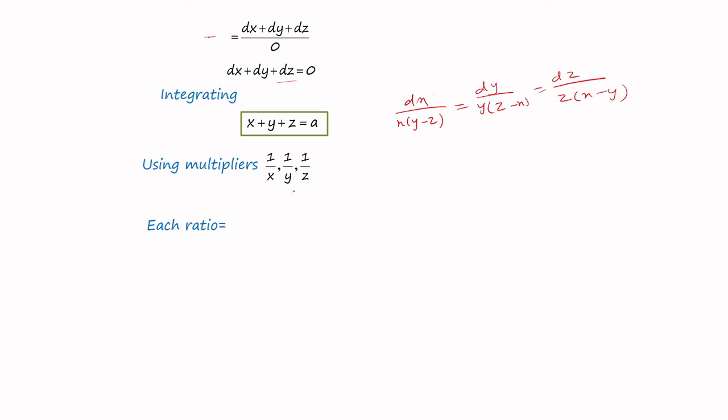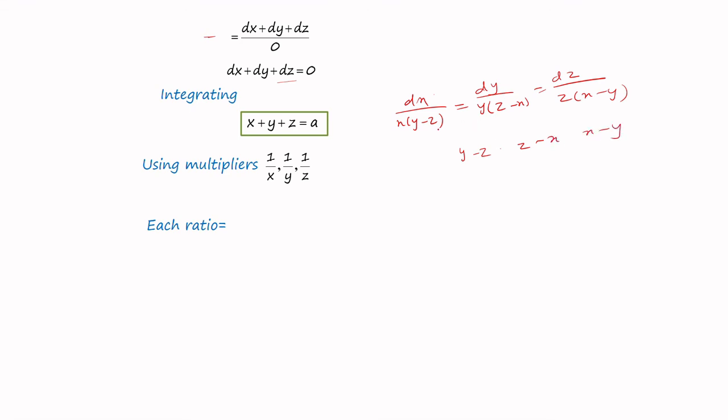So how can we use the multipliers 1 by x, 1 by y, 1 by z? Look at this one. If the terms x, y, z are not present here, then what terms are left out? y minus z, z minus x, x minus y.